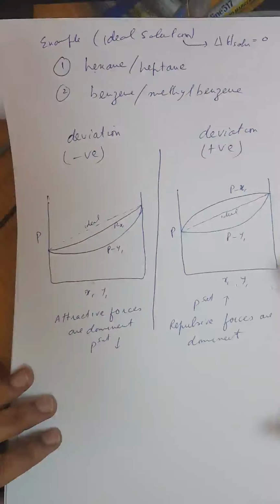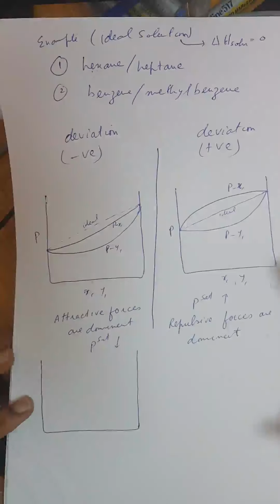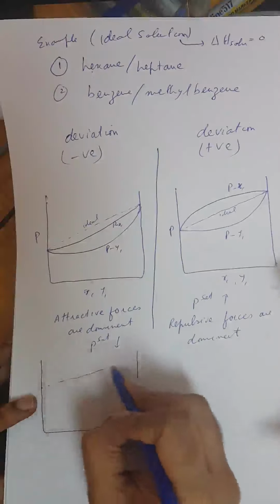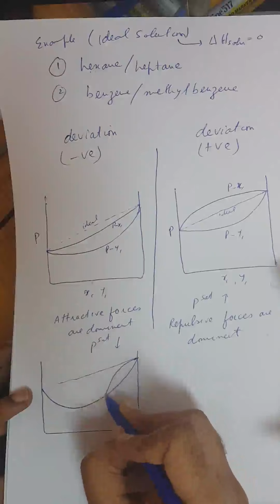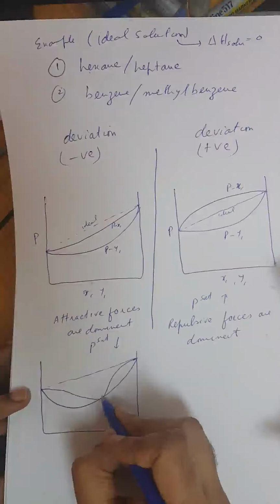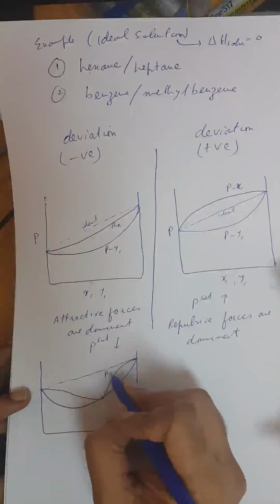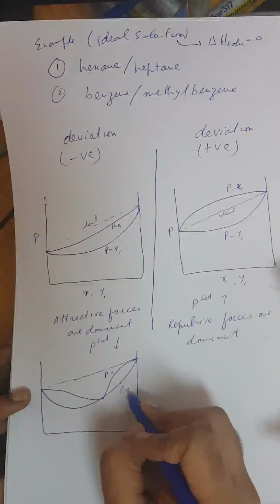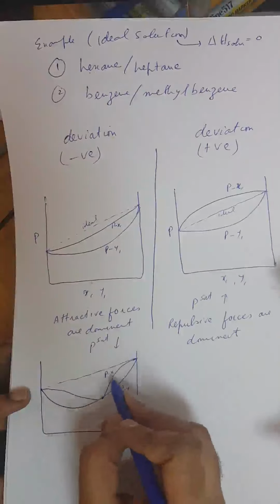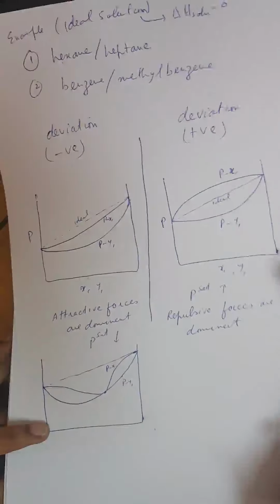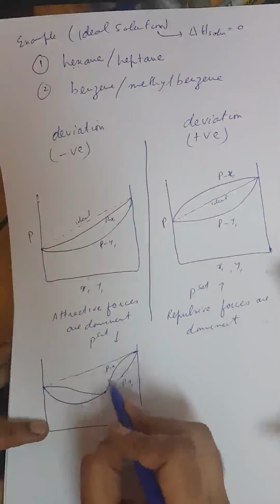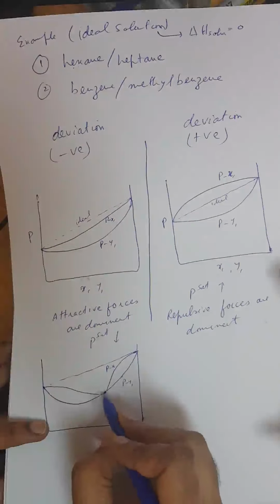So we also have one more example, another side of the diagram that you will see in my slide also. In case of negative deviation, it may come like this shape. This one is Px1 and this one is Py1. Again, the x1 line is below the ideal line, so this is negative deviation, attractive forces are dominant. But these two curves join at some point. You see, they bisect each other at one point.